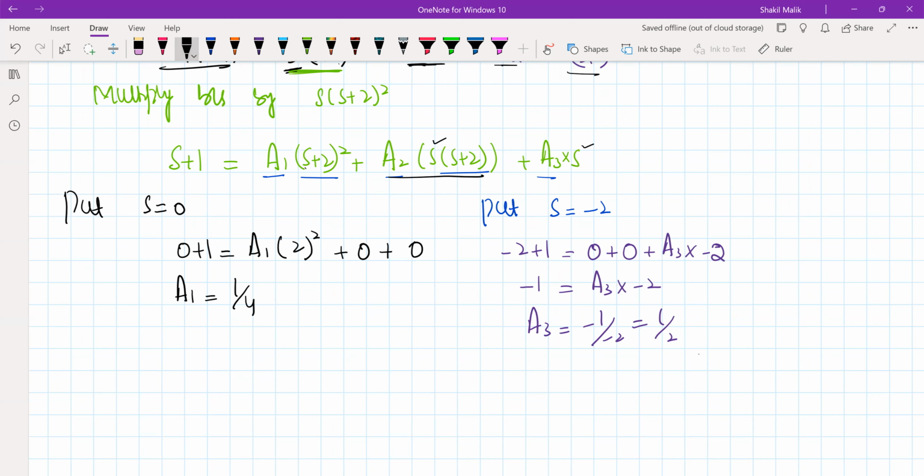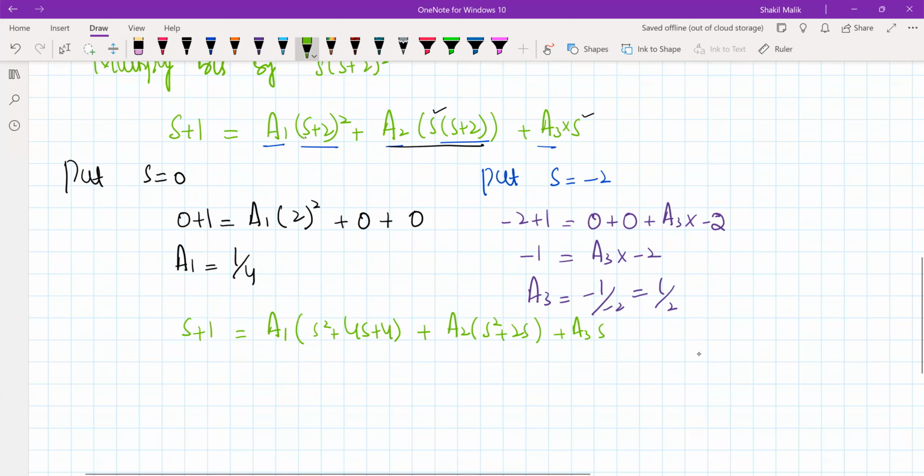Now to find a2, what we'll do, we'll first expand the terms in this. So what we have, a1 s square plus 4s. So when we expand s plus 2 whole square, if we do that, it will be s square plus 4s plus 4, plus a2 s square plus 2s. When you multiply this s by s plus 2, a3 times s.